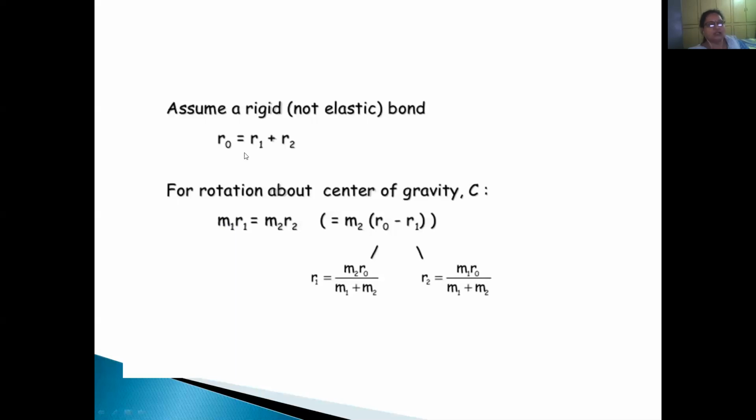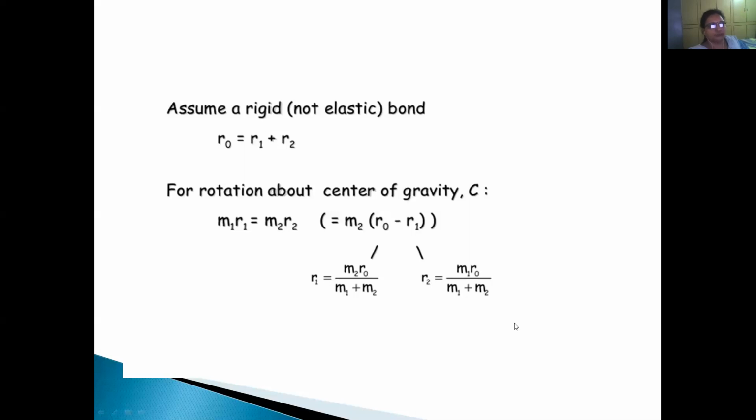So R0 is equal to R1 plus R2, and M1 R1 is equal to M2 R2. So M1 R1 is equal to M2 into (R0 minus R1). From these two equations, we can derive R1. R1 is equal to M2 R0 by (M1 plus M2), and R2 is equal to M1 R0 by (M1 plus M2).